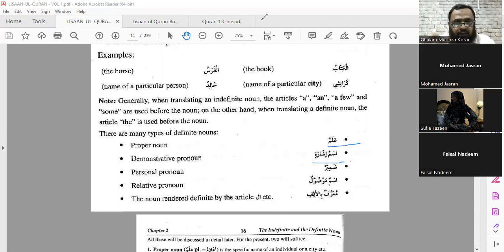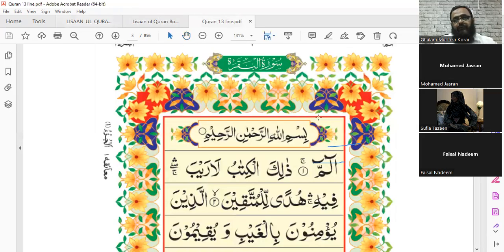Again, there is another classification: ismul isharati used for indicating a person who is near, and ismul isharati used for indicating a person at a distance. So different words are used. We'll learn in detail, inshallah, and you'll come to know all the relevant points about that topic. But at the moment, I'm just giving you examples from the Quran and telling you the words used as ismul isharati.